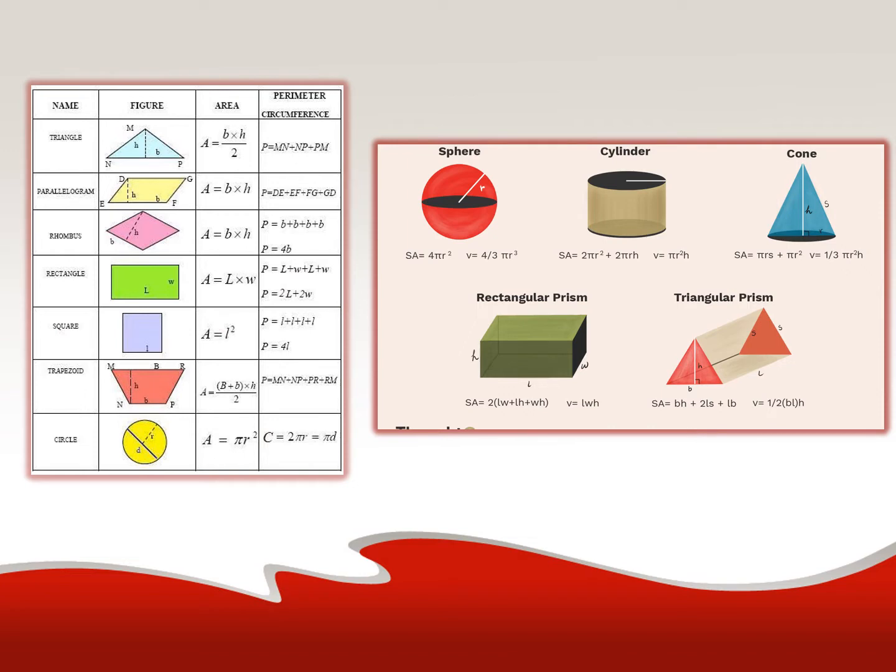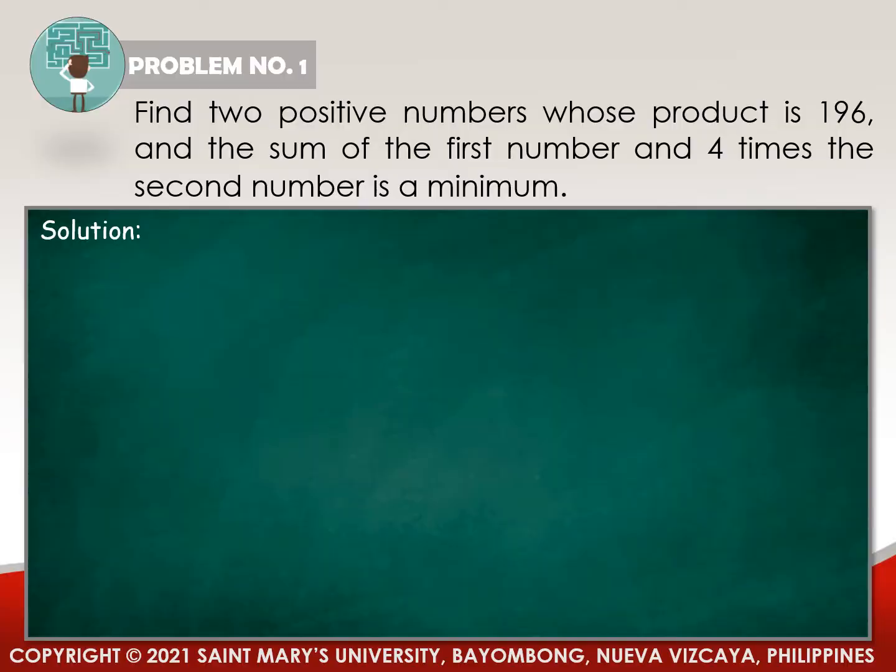So take note that in optimization problems, there are different geometric formulas that are needed in solving problems, particularly on area, perimeter, circumference, volume, and surface area of geometric figures. Okay? So these formulas will be used in solving problems, particularly geometric problems. So let us try to solve this first problem.